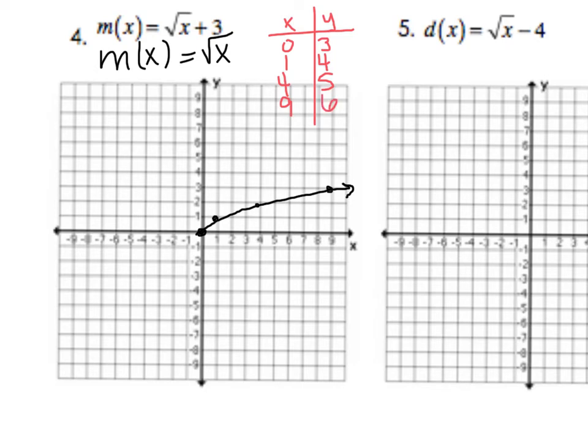So what happens? You have 0, 3, plot that point. 1, 4, plot that point. 4, 5, plot that point. And 9, 6, plot that point. So my graph is going to look like this. If you notice, these points are 1, 2, 3 units away. So this number on the end, that red graph got shifted up 3 units.